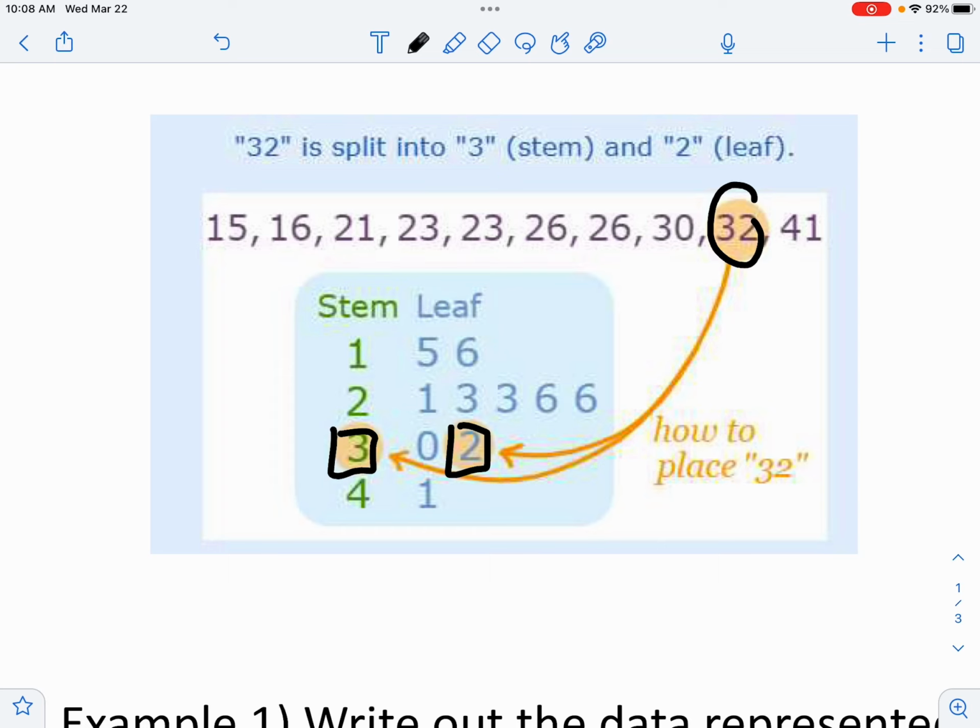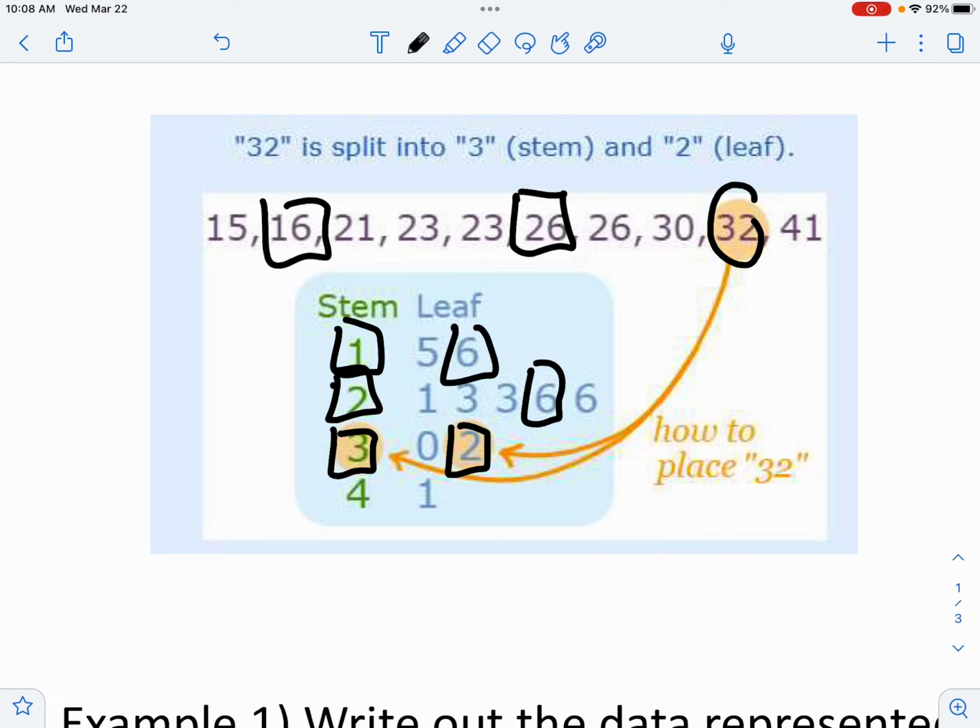Can anybody find 26 on this stem and leaf plot? Knowing that 32 is a 3 and then the 2, where do you think 26 is? The 2 and the 6, yeah. So the 26 is represented by this 2 and that 6, and there are two 6s because there are two 26s. Can you find the 16 with the 1 and the 6? Perfect. All right, so that's the stem and leaf plot.